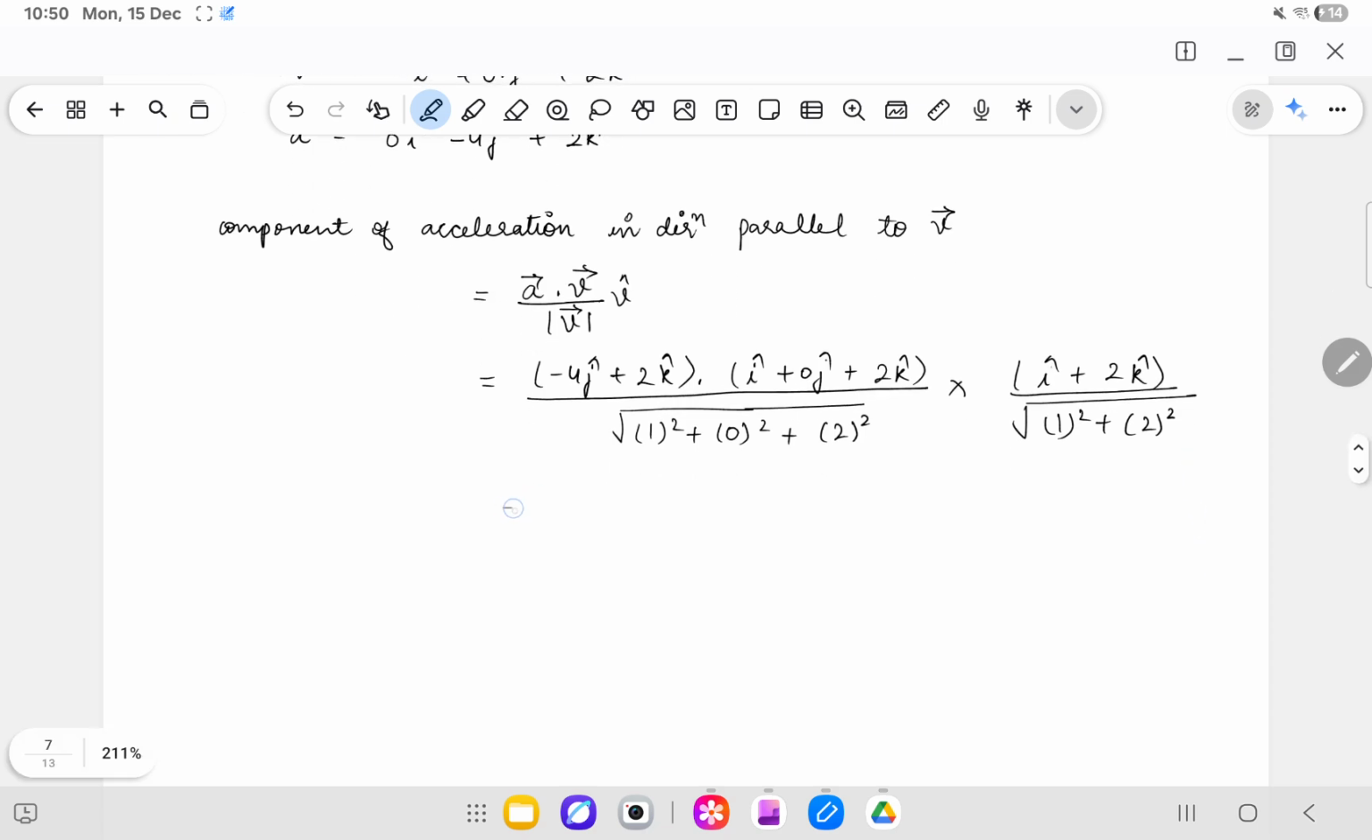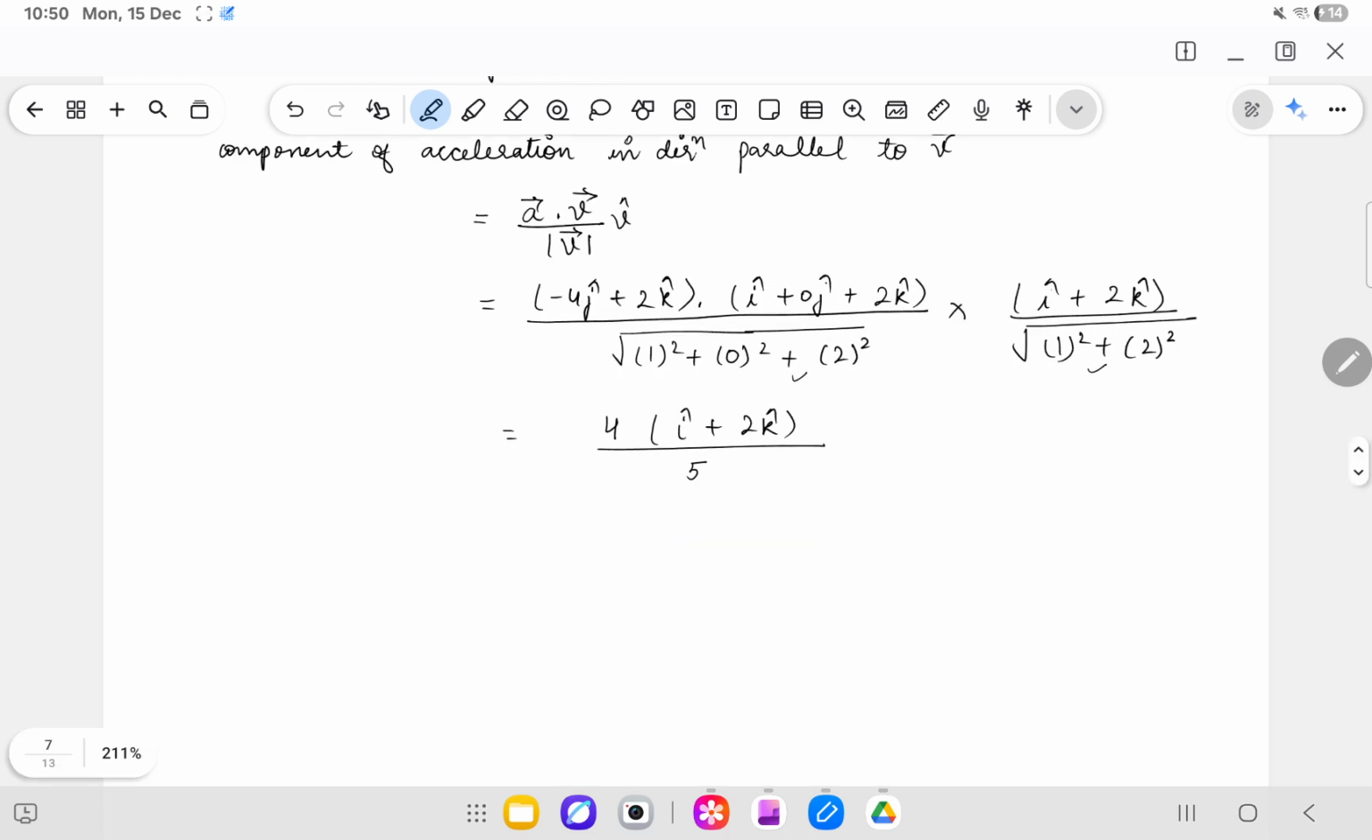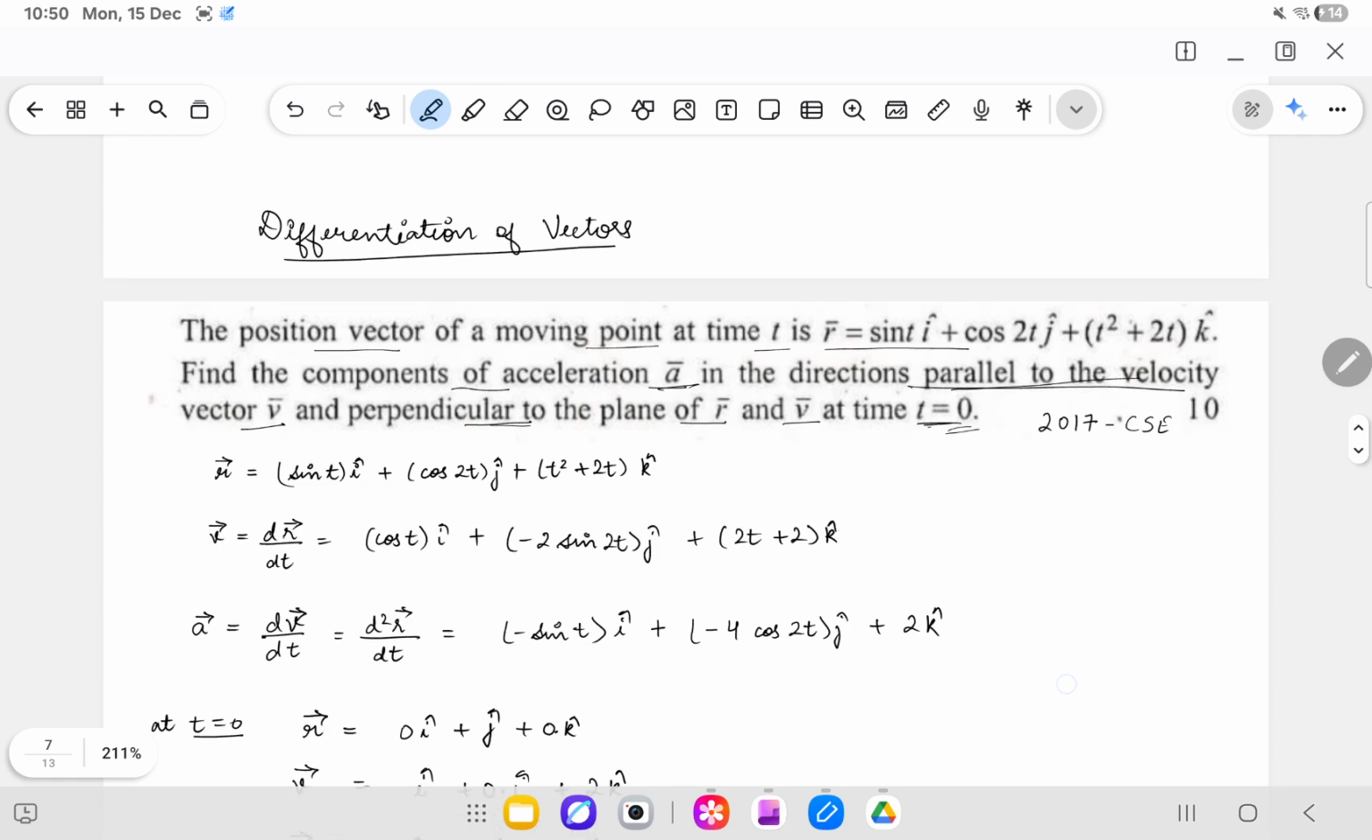So it simplifies to 4 times i cap plus 2 k cap divided by, from here we'll get square root of 5 and from here also we'll get square root of 5, so it will be 5 only. So the component of acceleration in the direction parallel to the velocity vector will be equal to 4 by 5 times i cap plus 2 k cap.